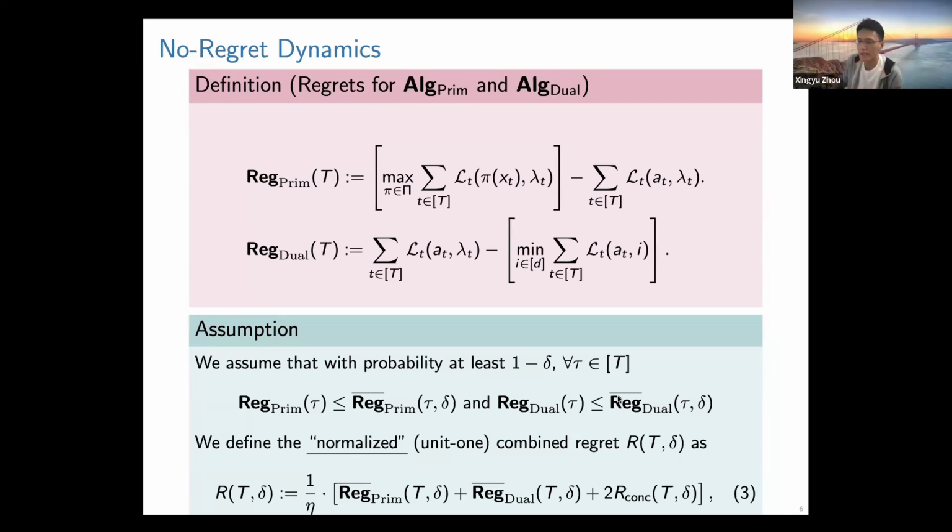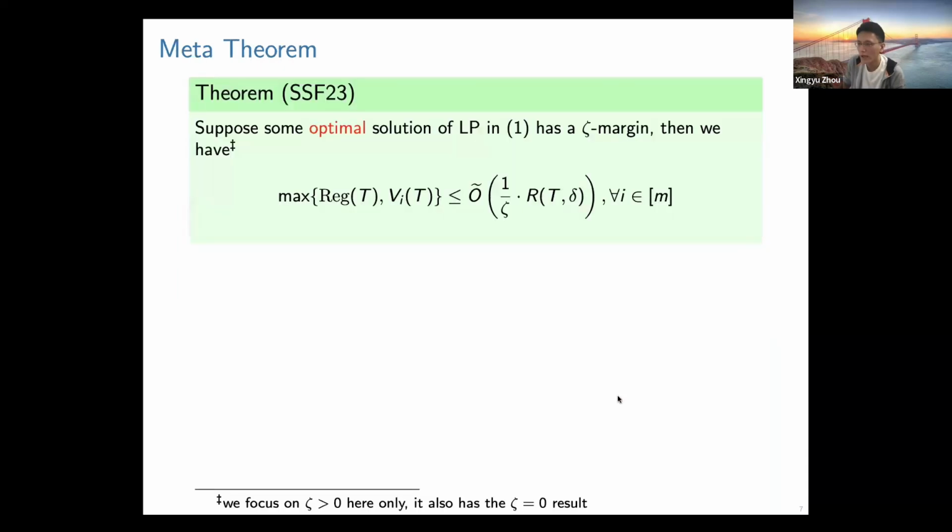Now, suppose we have this very good normalized regret coming from the primal regret, dual regret, and concentration. Then we have this result in the conference version. Suppose that for the LP we define, some optimal solution of that LP is strictly feasible. So we have the zeta margin, zeta is larger than zero. Then we have this result: the regret and the constraint violation are upper bounded by this normalized regret divided by zeta.